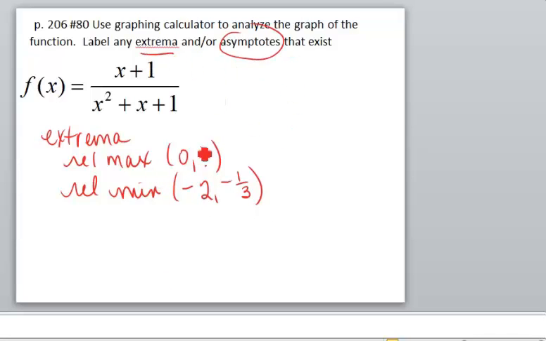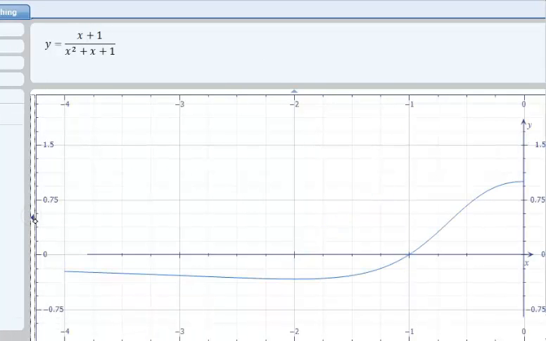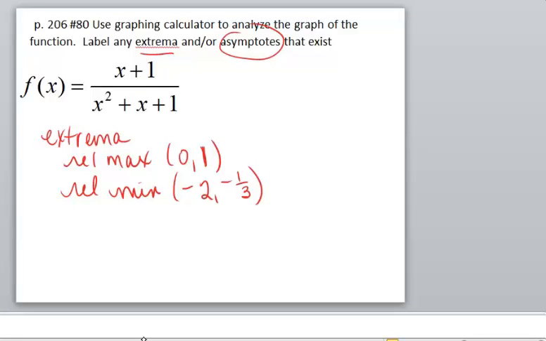Now the asymptotes that exist: the only asymptote, if I go out here a little bit further, is that it's getting closer and closer to 0 as it approaches negative infinity. And if I go back out the other way, it would be getting closer and closer to 0 on the other side as well. You can check that out on your graphing calculator. So that means that there is a horizontal asymptote at y equals 0. This is all we were doing on this problem, just looking at it with a graphing calculator.